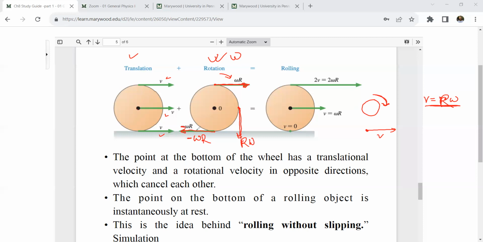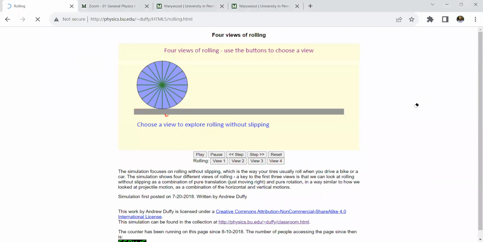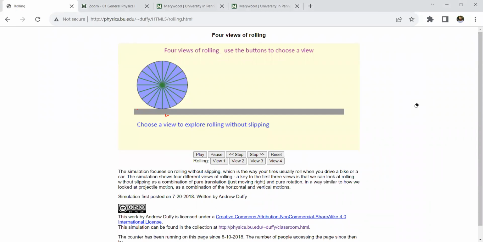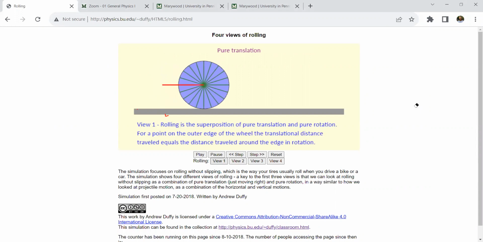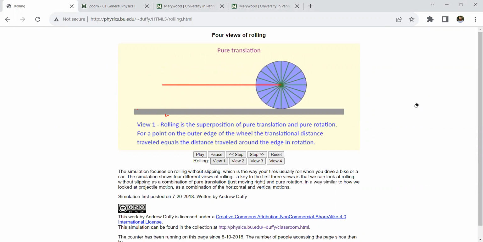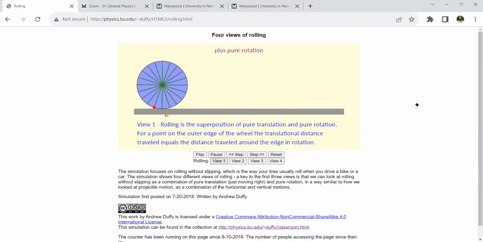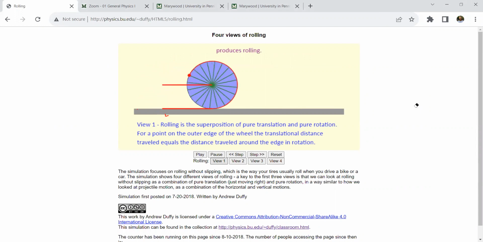Now if we understand this, first let's look at this simulation and come back here. So you see that v1 is a pure translation. Pure translation means it's moving something like this with the same velocity v.